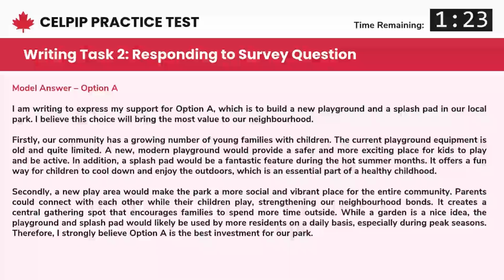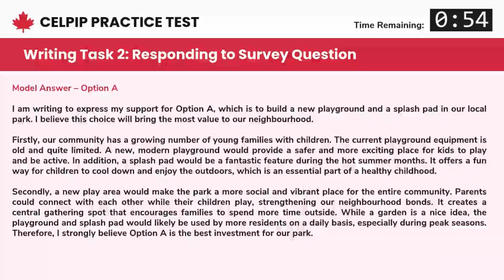Let's analyze this sample response for option A. If you want more time to review the text, you can pause the video now. First, see how the response clearly states its choice in the first sentence. I am writing to express my support for option A. It then provides two strong reasons to support this choice. The first reason is that it meets the needs of the growing number of young families. The second reason is that it would create a more social and vibrant place.